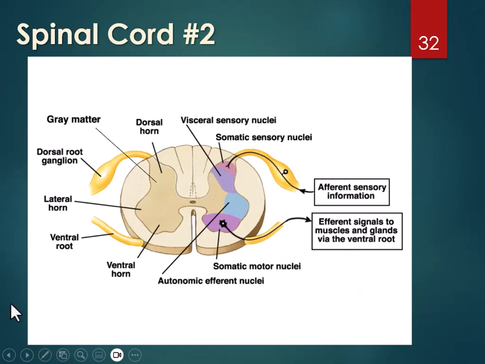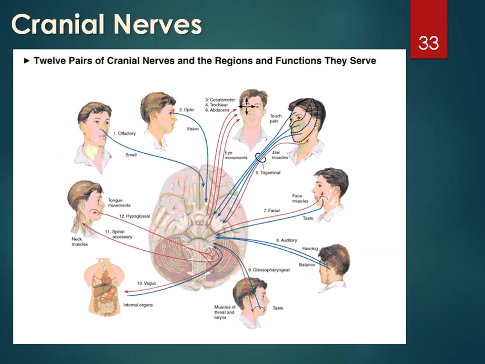Alright, so there's a little bit about the spinal cord, and you have a picture of this in your lab book you can look at as well. You have two kinds of nerves, cranial nerves and spinal nerves. The cranial nerves branch directly off the brain. There are 12 of them, and for some reason they were numbered 1 through 12 using Roman numerals. Cranial nerve number 1 is the olfactory nerve, so it basically carries information from your nose to your brain.